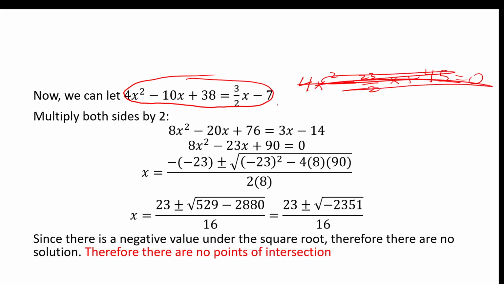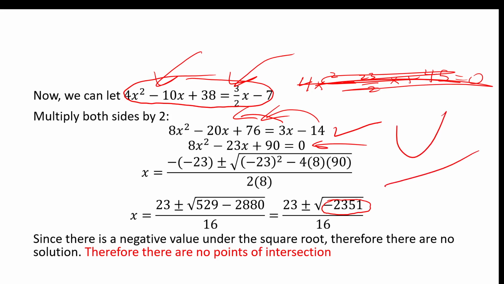Actually, what we did instead is we just multiplied the left-hand side and the right-hand side both by 2. And obviously we can do that. Then we brought the 3x and the negative 14 over, and we said 8x squared minus 23x plus 90 equals 0. And then we did our best to solve for x. We used the quadratic formula, and we saw that we got a negative discriminant. The value under the square root is negative. Therefore, there's not going to be any points of intersection. And so what we've got there is essentially a parabola and a straight line that never intersect.